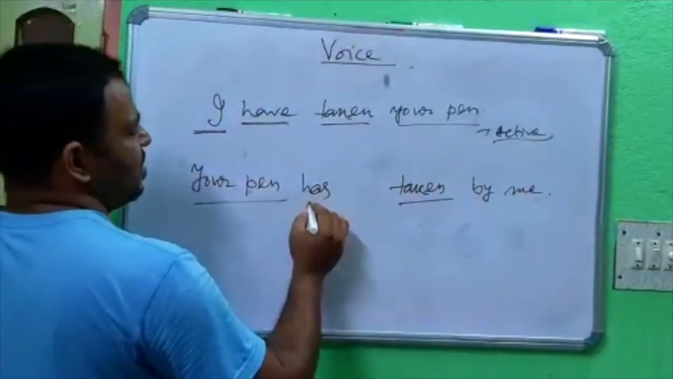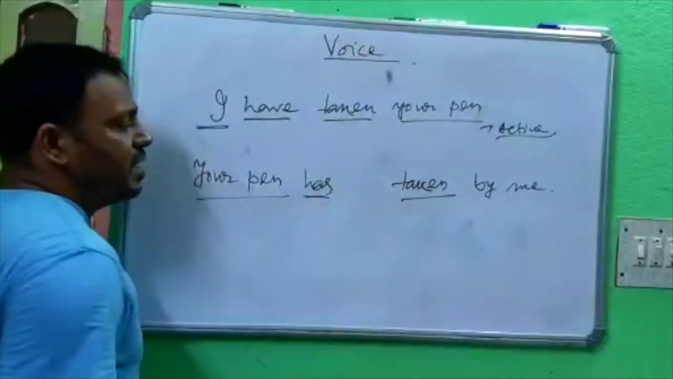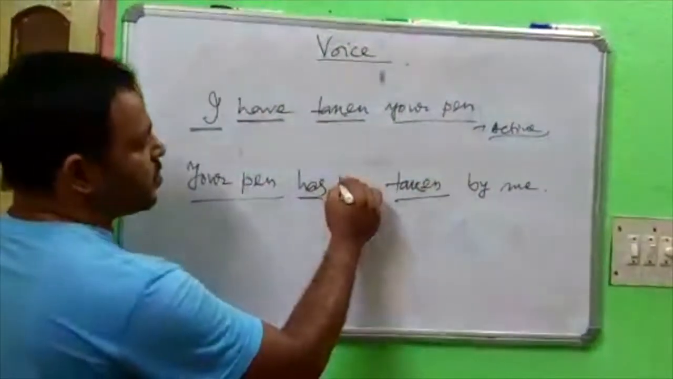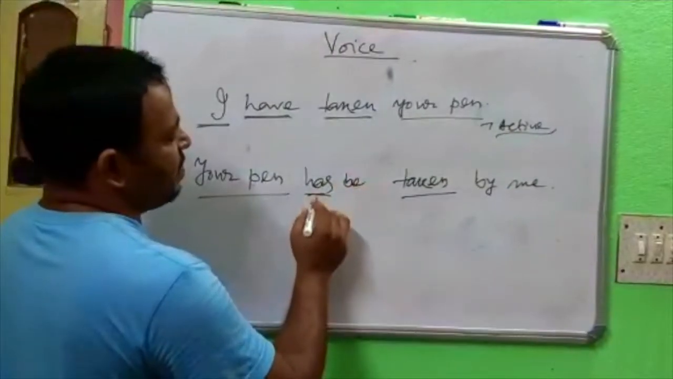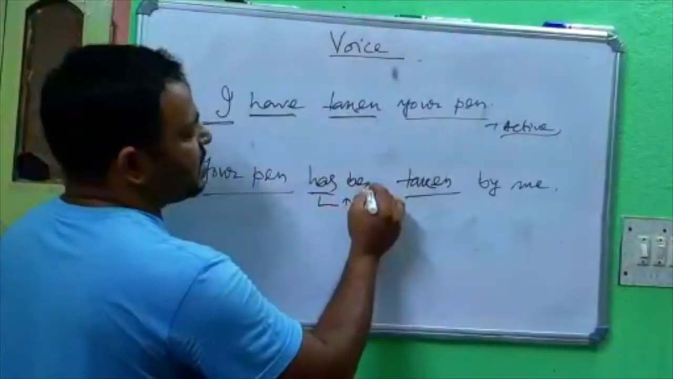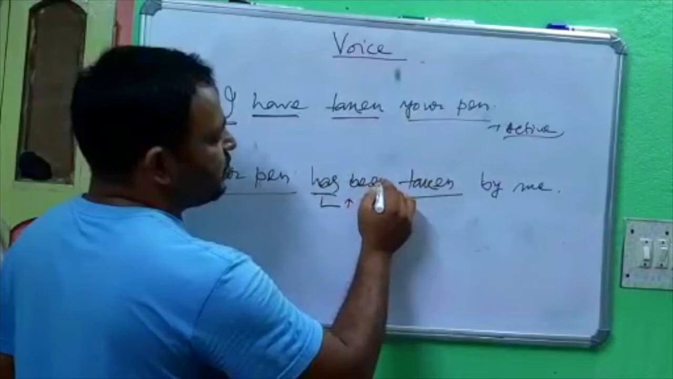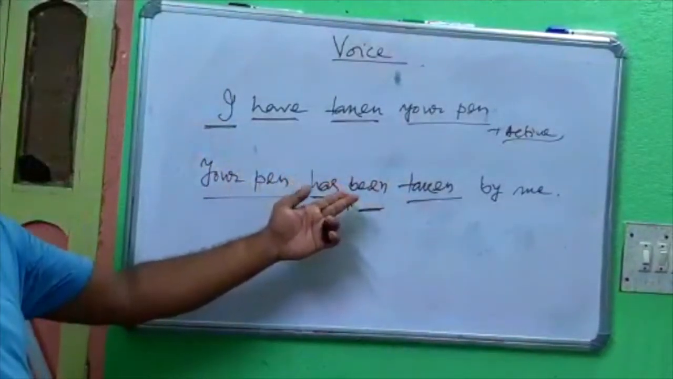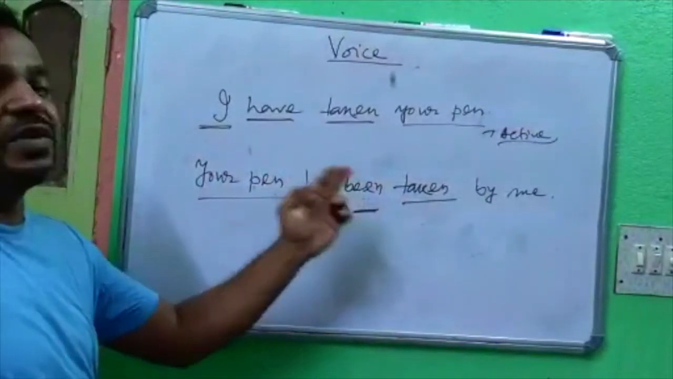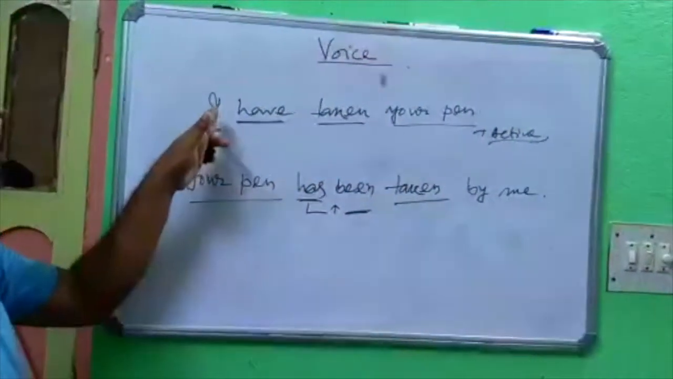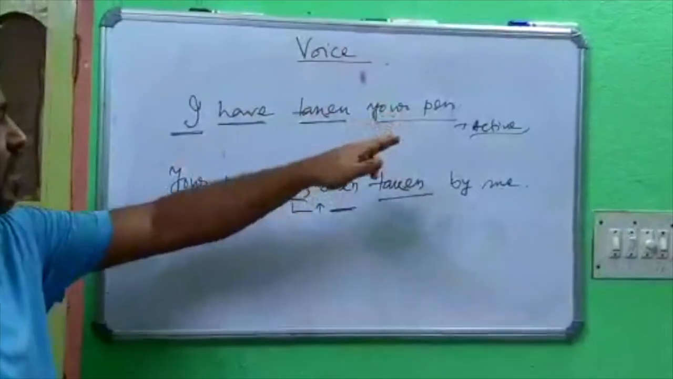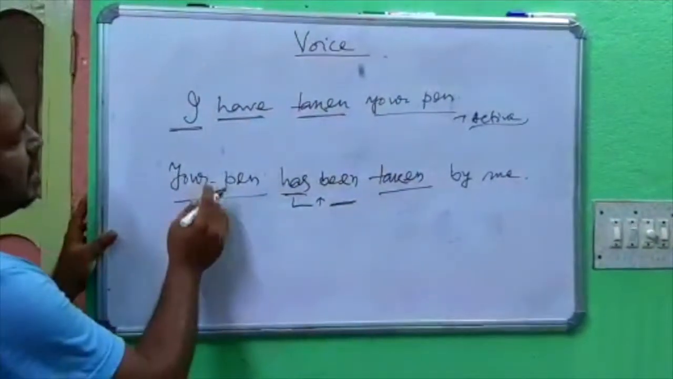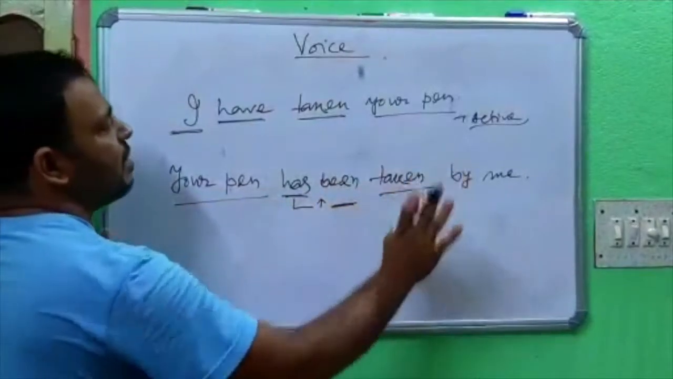But where is the be verb in passive voice? So it's to be used, be. But after has, the verb takes the past participle form, so it should be been. That is, in perfect tense, been should be used as the be verb. It would be: I have taken your pen. When it would be used in passive voice, that would be: your pen has been taken by me.